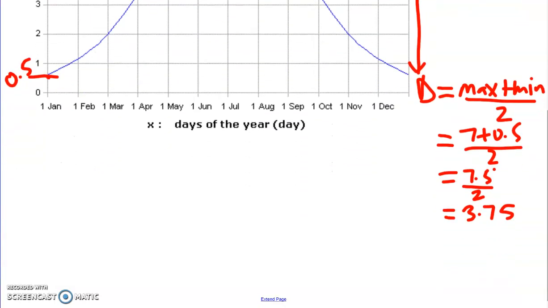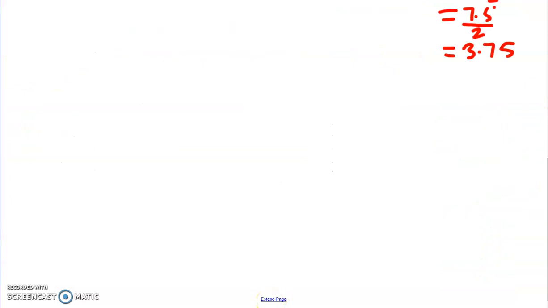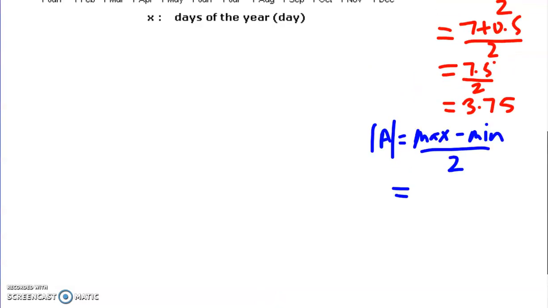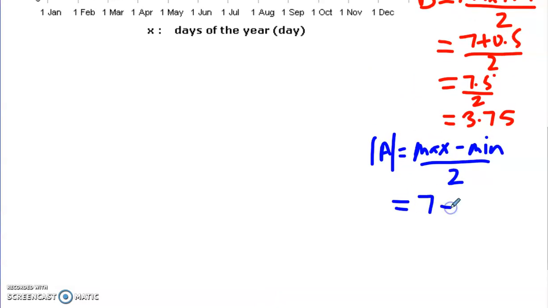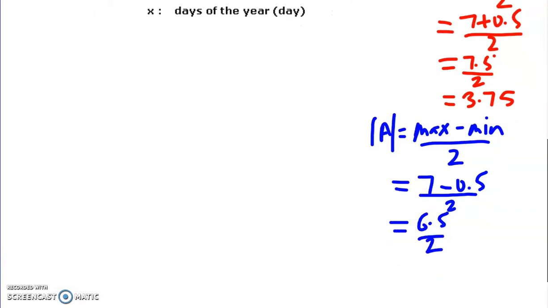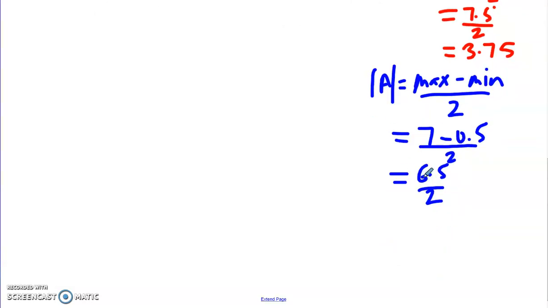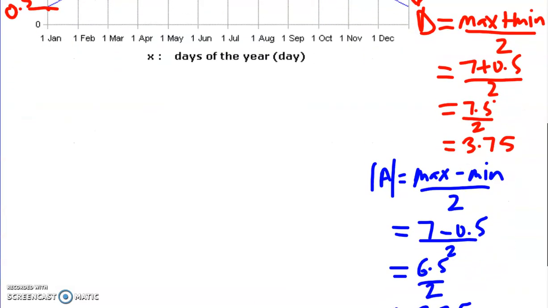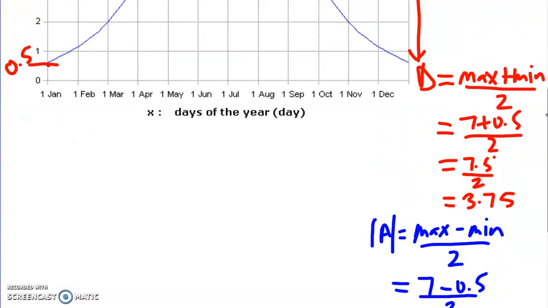Or you can use the formula. So let's do that. The amplitude is going to be the max minus the min divided by 2. And the maximum in this case is 7, and the minimum is 0.5. Let's divide by 2. So this is 6.5 divided by 2, and so this is 3.25 for the amplitude. So now we've got amplitude, we've got D.